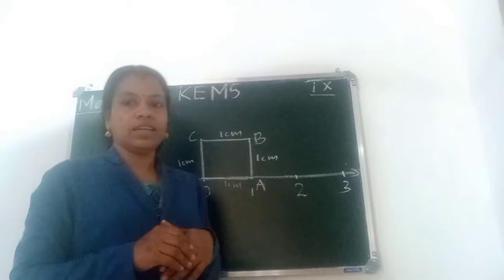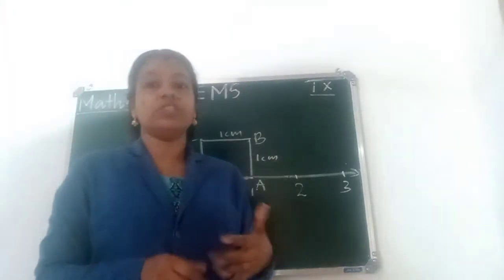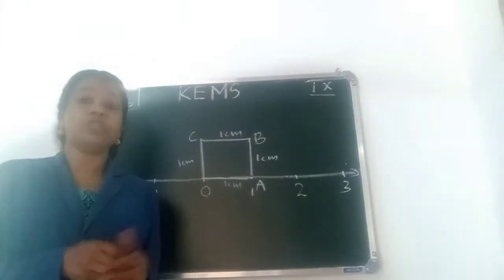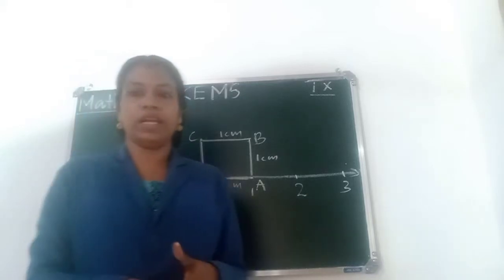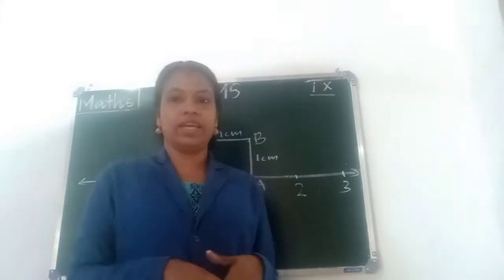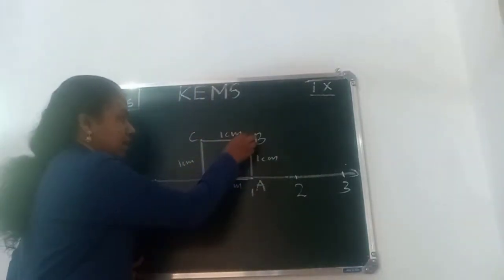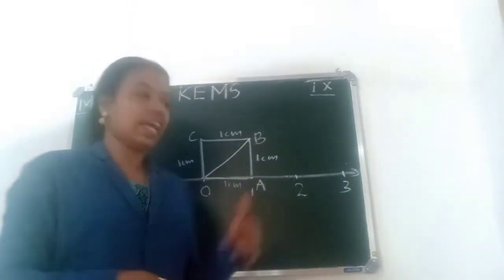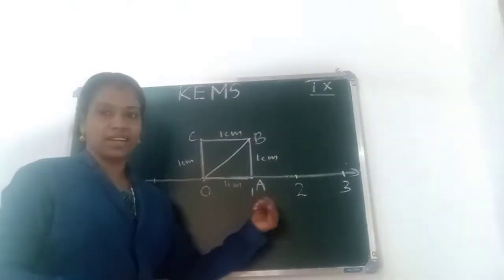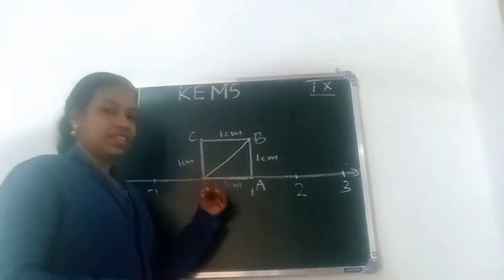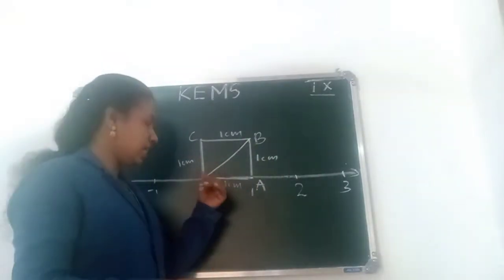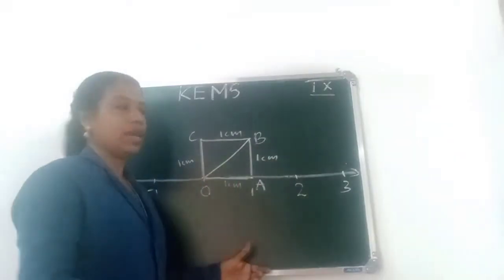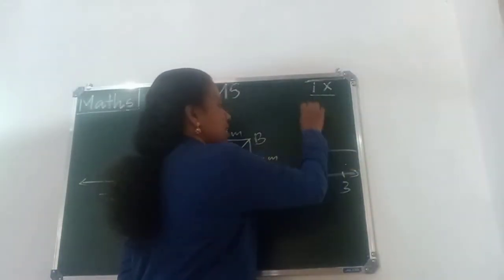Then from O, draw a diagonal to B. That is OB. Just draw the diagonal from O to B. Then we will get a right angle triangle. The triangle OAB is a right angle triangle.